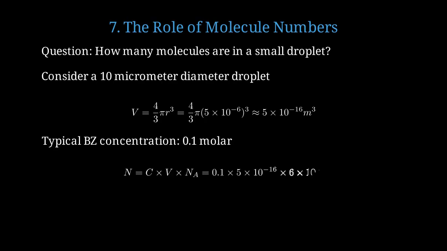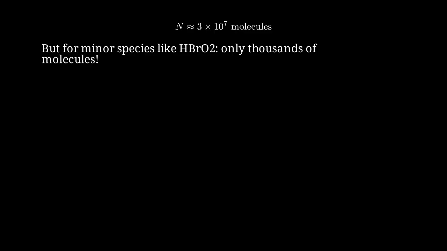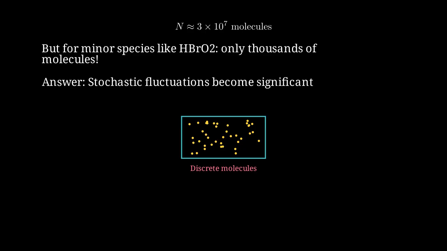The number of molecules N equals concentration times volume times Avogadro's number. This gives approximately 30 million molecules, which sounds like a lot. However, for minor intermediate species like bromous acid, there may be only thousands of molecules. The answer to our question is that stochastic fluctuations become significant with such small numbers. In tiny volumes, we must think of discrete molecules rather than continuous concentrations.